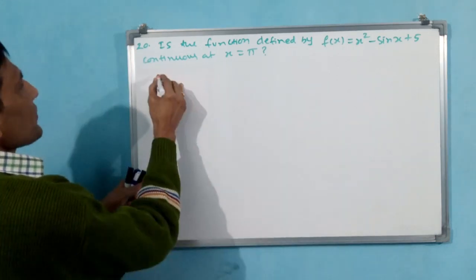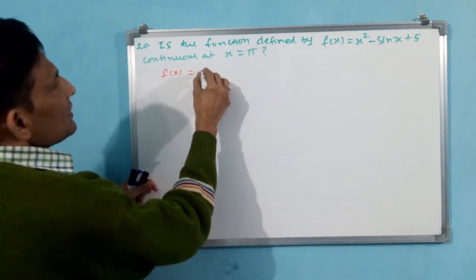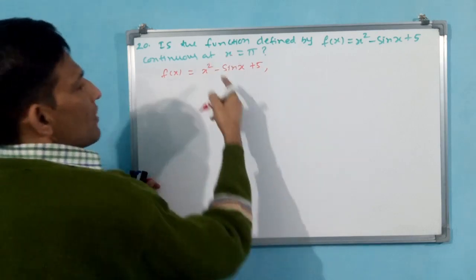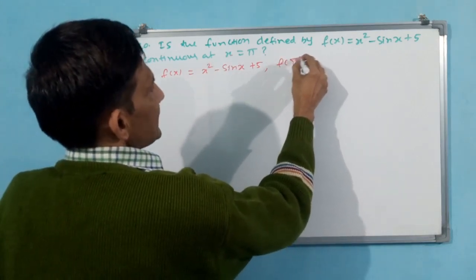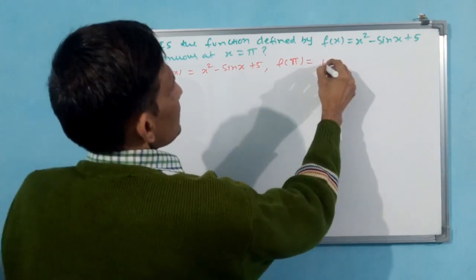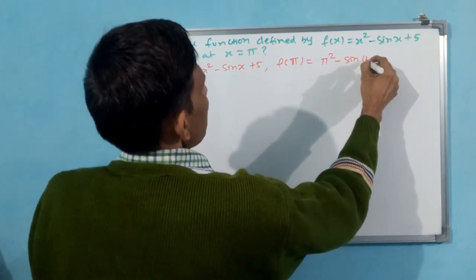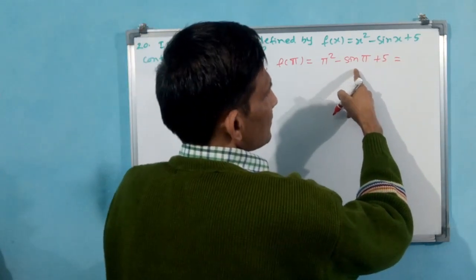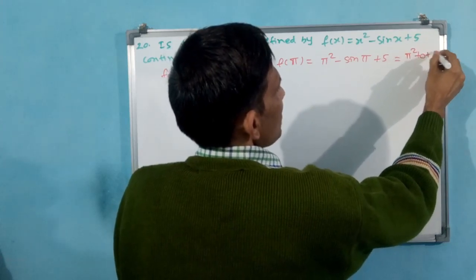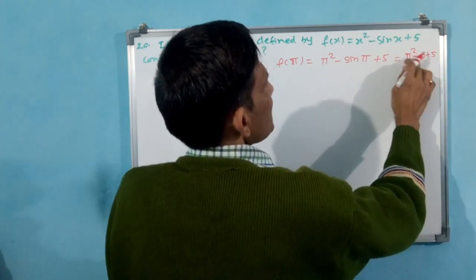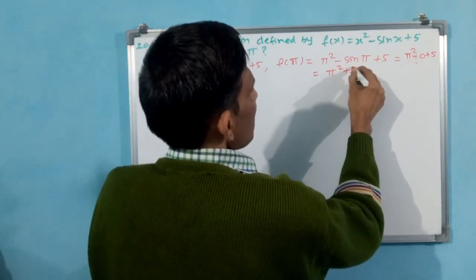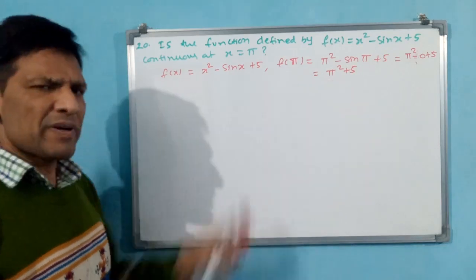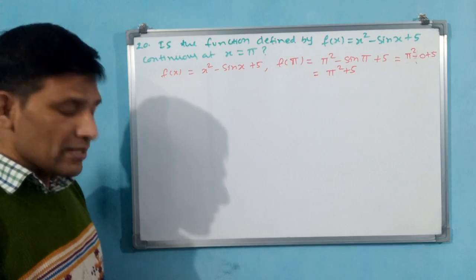You see, f of x is equal to x square minus sin x plus 5. f of pi is equal to pi square minus sin pi plus 5. Sin pi is 0, so pi square minus 0 plus 5. That means pi square plus 5. Now we will apply the limit. If the limit also comes to pi square plus 5, this function is continuous. That's all. Like this also we can write and close.